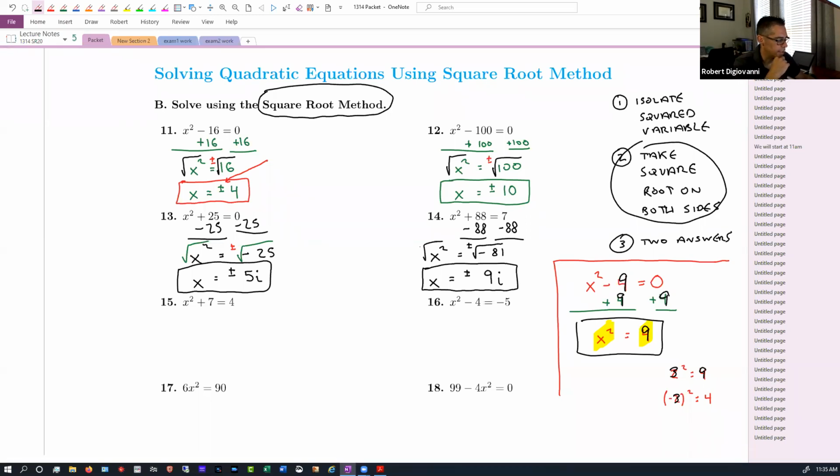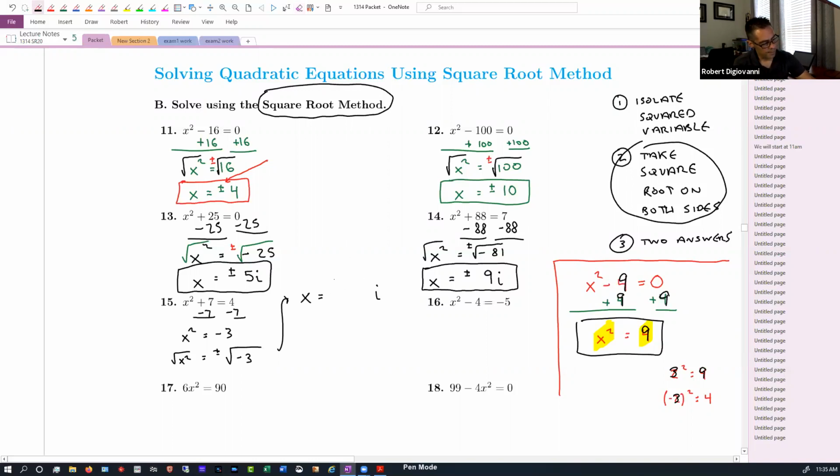Okay, let's do number 15. I would subtract 7, subtract 7. I get x squared equals negative 3. I would take the square root on both sides and do it on the next line. Now I know that I'm going to get an I to pop out, right? So I'm going to get x equals, I'm going to get an I to pop out. I have my plus or minus. Here's my I, I'm going to put it in the back. But don't I still have to do the square root of 3?